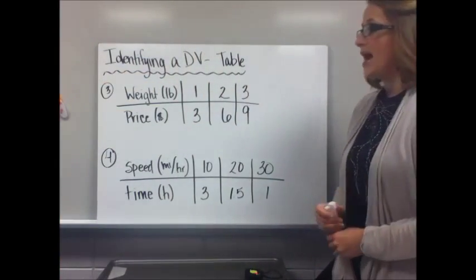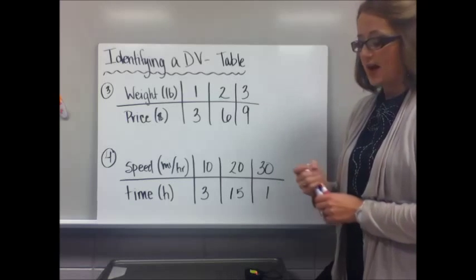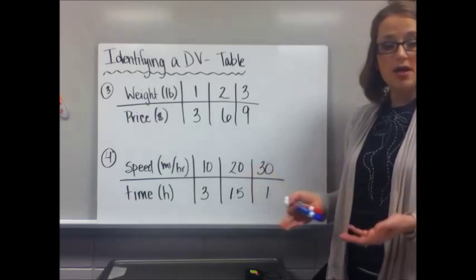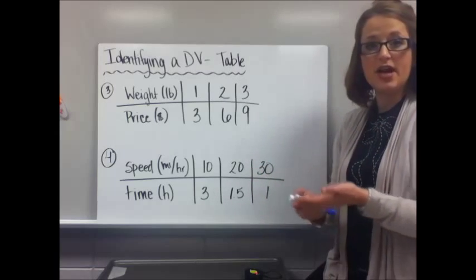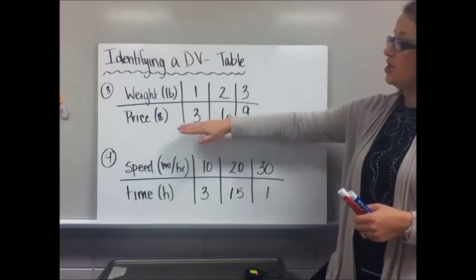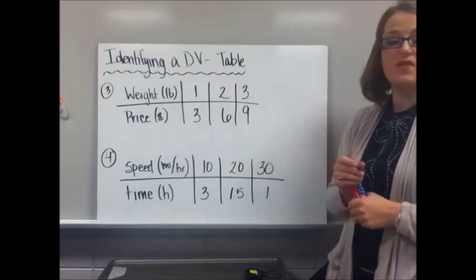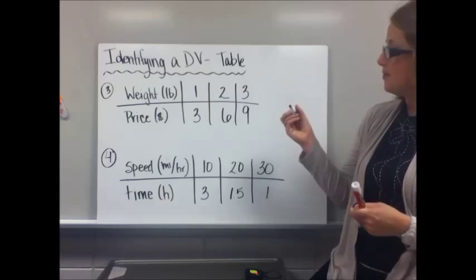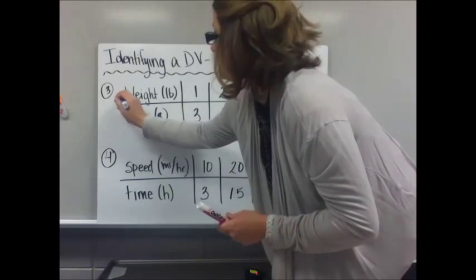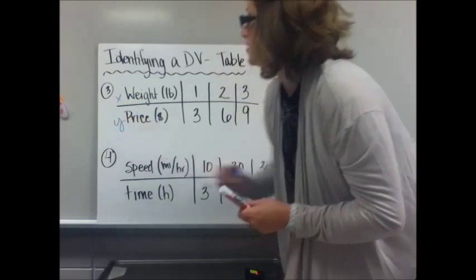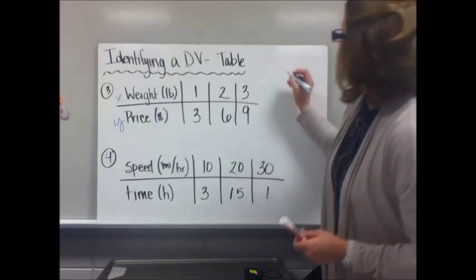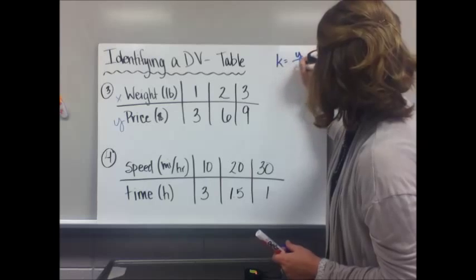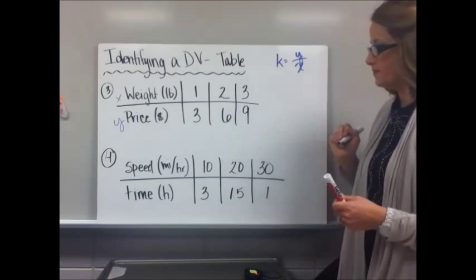If you are looking at a table, when you're trying to identify if it's a direct variation, you're going to see if the variation is constant. Is there a constant of variation? Is the relationship between the y and the x value the same? Is it consistent? So think of your top values as your x's, your bottom values as the y. And as before, we said that k, that constant of variation, is equal to the y divided by the x.